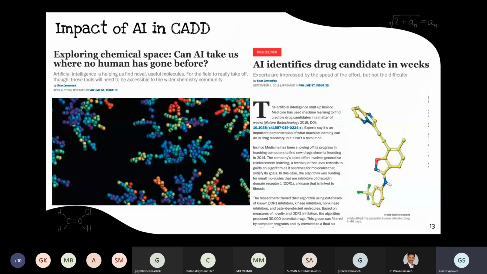Even the impact of artificial intelligence in CADD. As I told you, we are nowhere in AI in drug discovery anyway, but for the media, rather than ML, they prefer to hear artificial intelligence. Of course, deep learning is being applied in many places, and if there is automation coming in, automatically you can call it AI anyway. So there is exploring chemical space. Can AI take us where no human can go before?